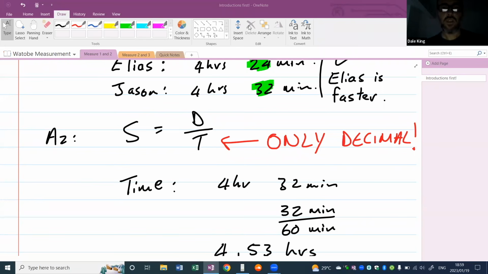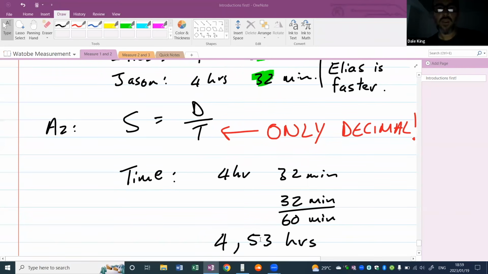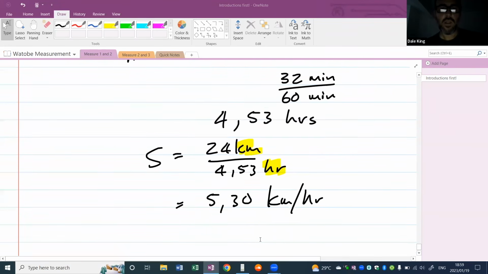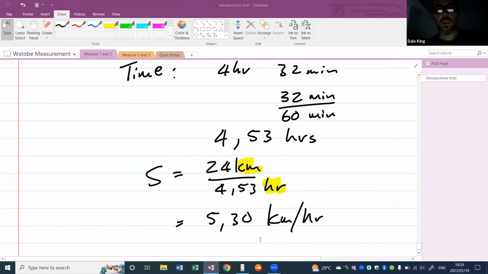Okay. You always show 2 decimal places in your answers. So 5,298 will be rounded up to 5,30. So always show 2 decimal places in your answers.